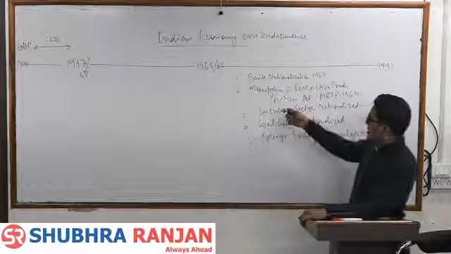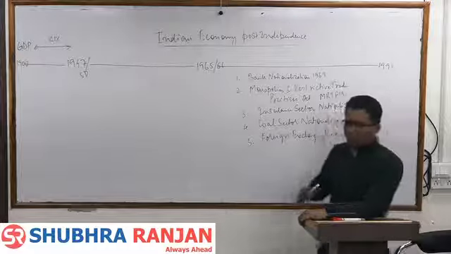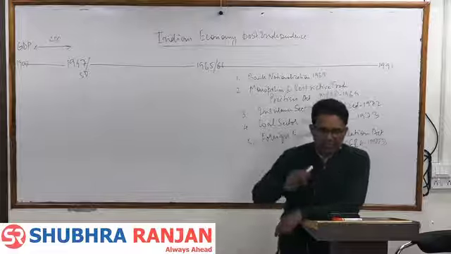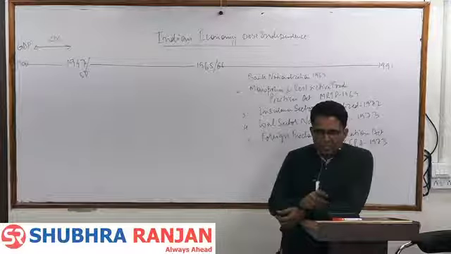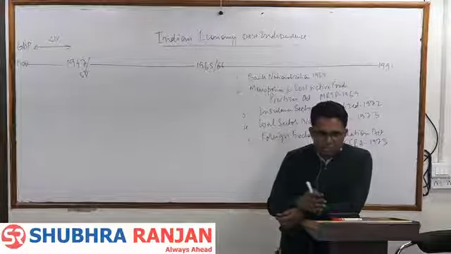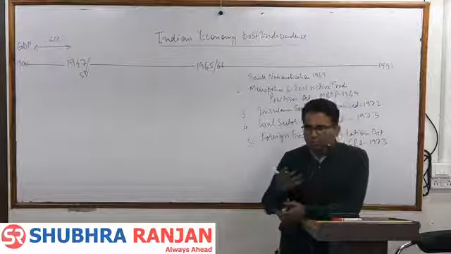Now the government enacted this act, the Monopolies and Restrictive Trade Practices Act. The government put a blanket ban that no company can become bigger than 20 crore of assets.